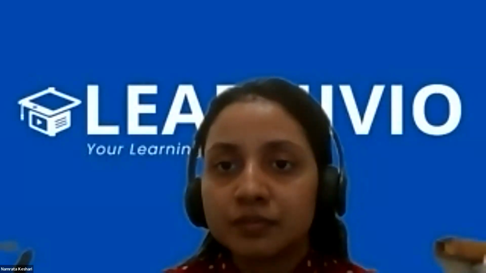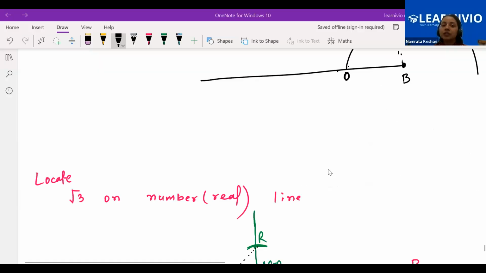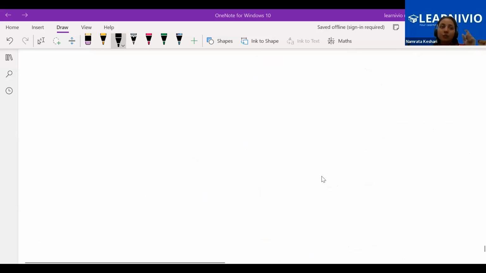Yes, ma'am. Now, since we are doing the construction only, let's do one more construction. Irrational numbers: we have already discussed how to locate root 2 and root 3. In the previous class, Madiha was asking me, ma'am, how to locate root 5 then? If you understand the process, you by yourself will be able to create root 5 as a hypotenuse.